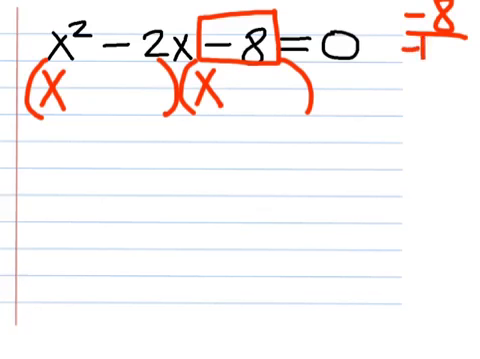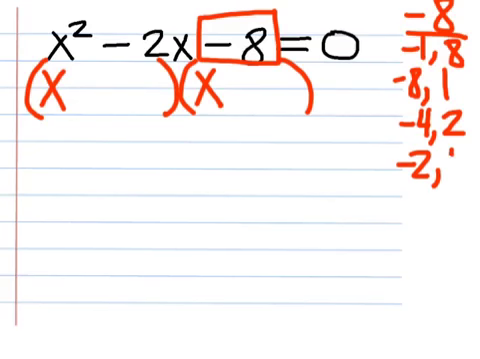Now we have negative 1 times 8 gives us negative 8. Negative 8 times a positive 1 will give us negative 8. Negative 4 times 2 will give us negative 8. Negative 2 times 4, and I think that's all. So these are all the numbers that we can multiply together to give us a negative 8. Next, we want to figure out which two of these numbers we can add to give us a negative 2. We want to look at what's in front of our x, it's a minus 2.